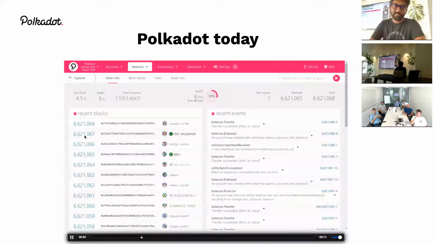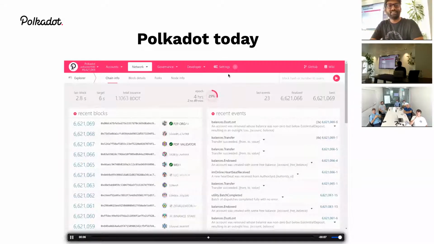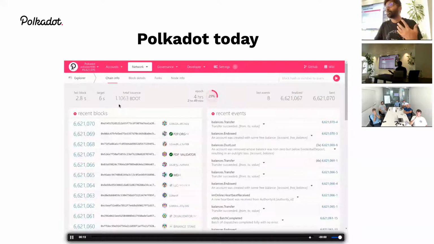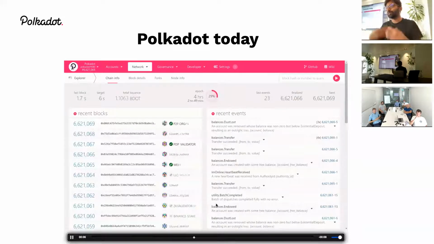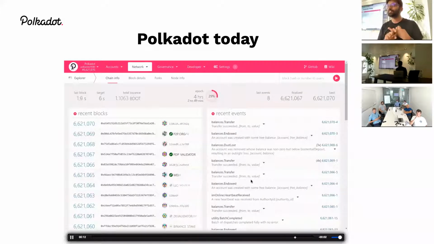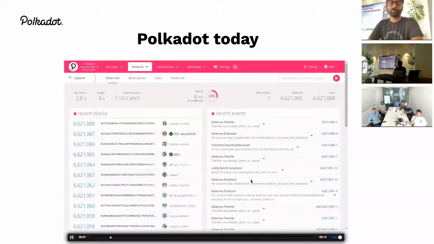So we produced about 6 million blocks. The average block duration is like 6 seconds, and there are like 1.1 billion DOT out there. And if you look at the events that are happening on the Polkadot blockchain, pretty much everything is either connected to staking, balance transfer, or other network events, right?